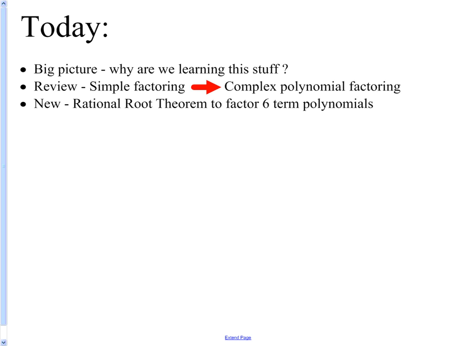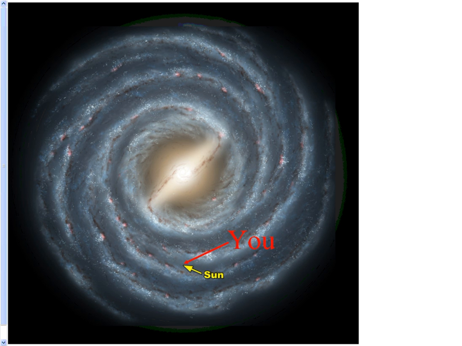So big picture, why are we learning this stuff? Well, here's the big picture. There's you. You're right near that sun, and that sun of our solar system has got, how many planets are we down to now? They've thrown out a few. 8 planets. Okay, so there's 8 planets going around that thing, and you're on the 3rd rock from the sun, which of course you learned from that show. And the 3rd one out.